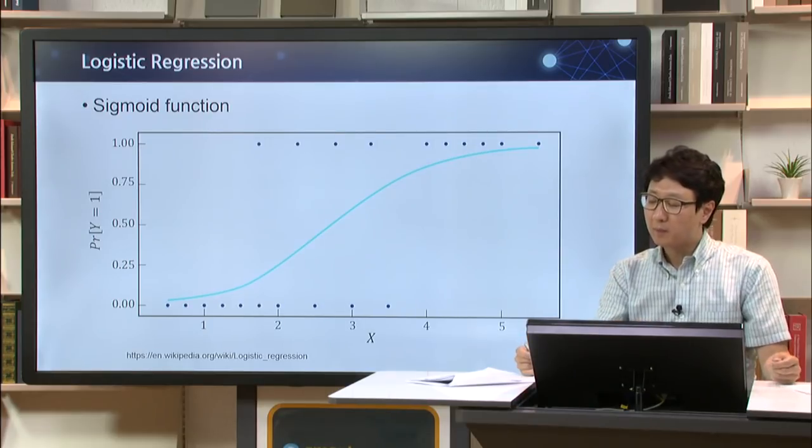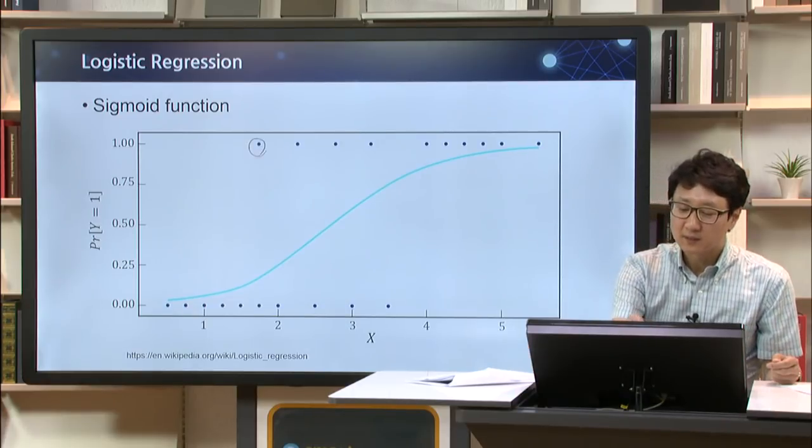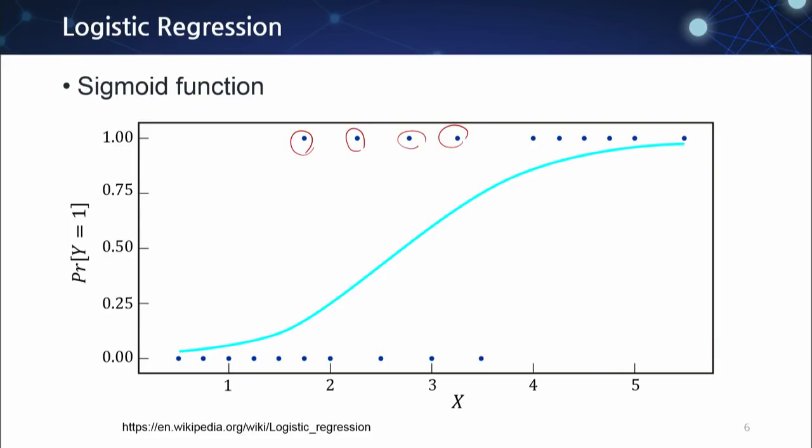This is the typical plot of the logistic regression. First, there are observed samples like this. If x is small, y is more likely to be class 0. And if x is large, then it is more likely to be class 1. This is y equal 1, this is y equal 0 side.